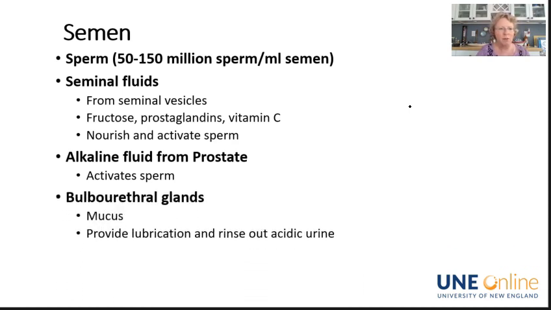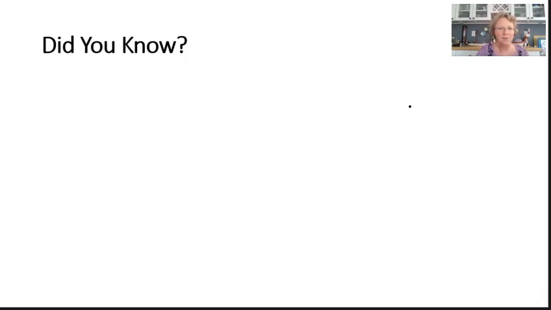And then the bulbourethral glands are producing mucus. And the mucus is going to provide lubrication and help rinse out the acidic urine in the urethra, because sperm are also very pH sensitive and they don't like acidic conditions.